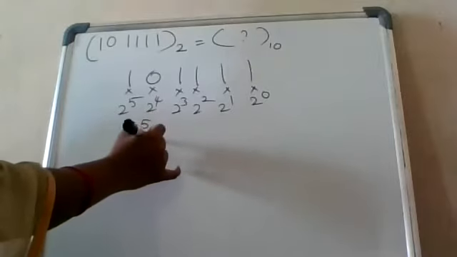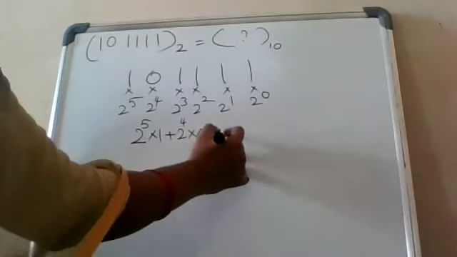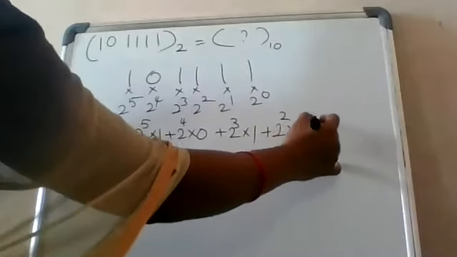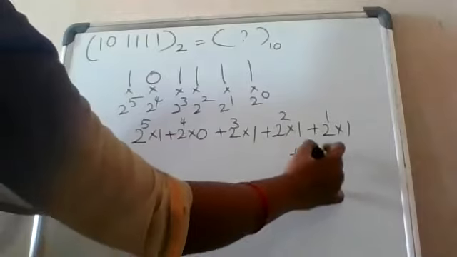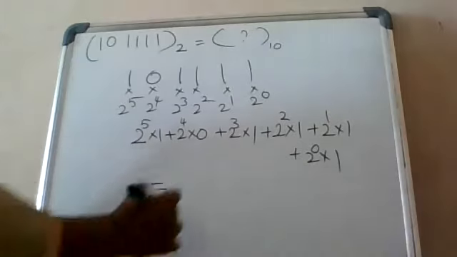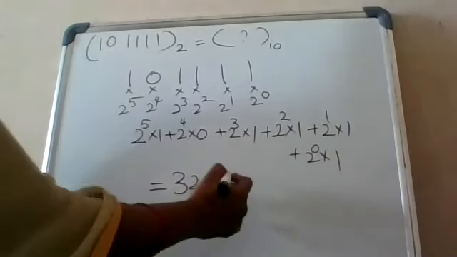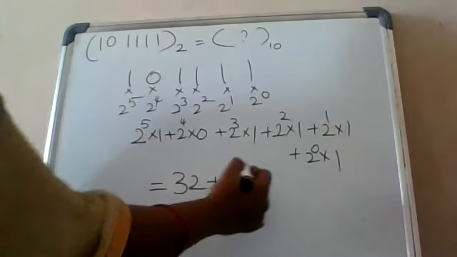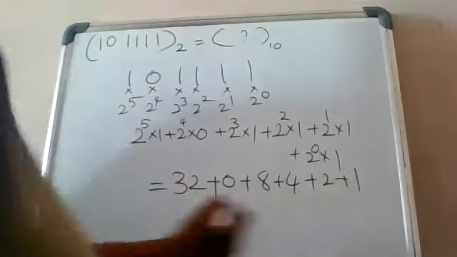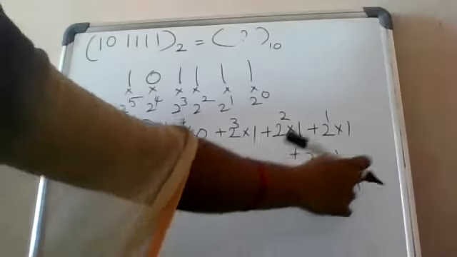2 power 5 into 1 plus 2 power 4 into 0 plus 2 power 3 into 1 plus 2 power 2 into 1 plus 2 power 1 into 1 plus 2 power 0 into 1. What is the value? 2 power 5 means 32, plus 2 power 4 means 16 into 0, 0, plus 2 power 3, 8, 2 power 2, 4, 2 power 1, 2, 2 power 0, 1 into 1, 1. 32 plus 8, 40, 40 plus 4, 44, 44 plus 2, 46, 46 plus 1.